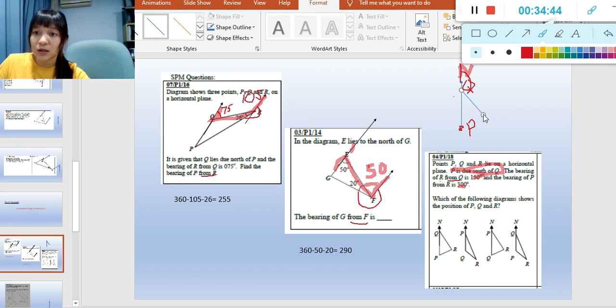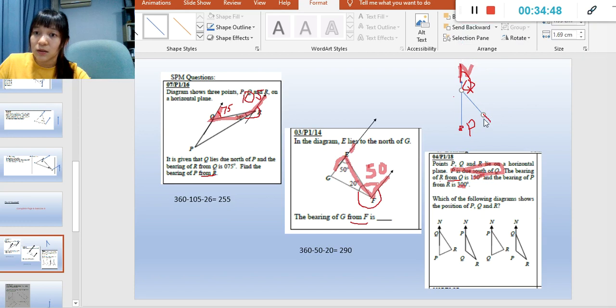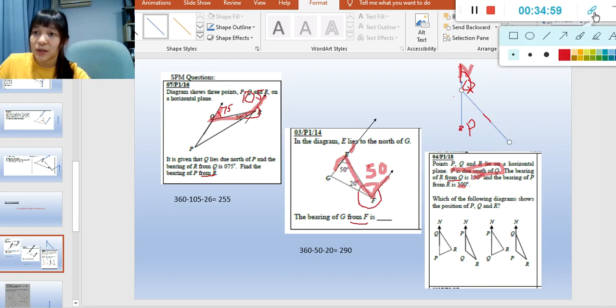Okay, this is not R. Maybe we can make it longer, so that later when it rotates, it will pass through 270 degree. So if this is R, now point towards north. So you're going to rotate, rotate, rotate until where? You didn't draw this line. Okay, you have to draw the line, connect them.